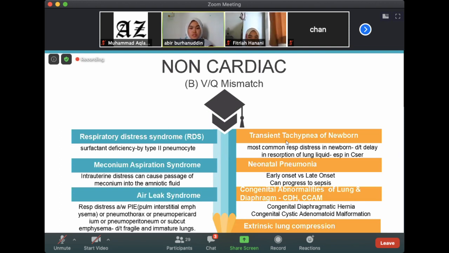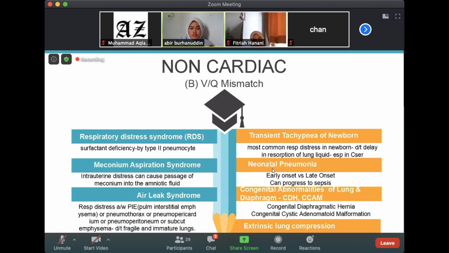Okay, the next one is transient tachypnea of newborn. It is the most common respiratory distress in newborns, due to delay in resorption of lung liquid, especially in infants born via cesarean section. In a normal delivery, SVD, there will be compression of the chest when the child is born. Meanwhile, in cesarean section, there is no compression of the chest to remove the lung fluid.